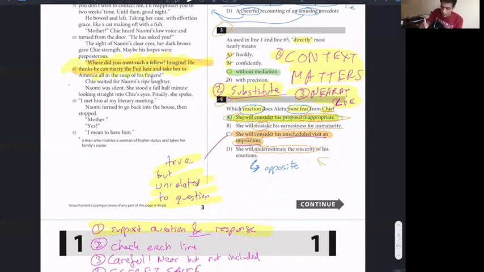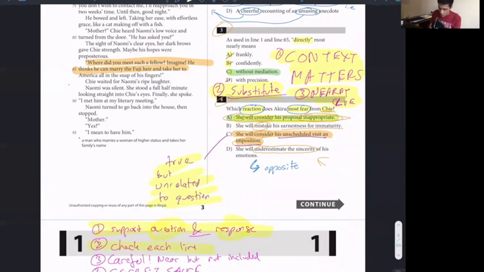However, this does not support the question, which is, what reaction does Chi fear the most? So you want something that supports the answer, which is inappropriate, but also the question, which is, what does he most fear? And so you want to be careful in your support. It should support both the question and the response.